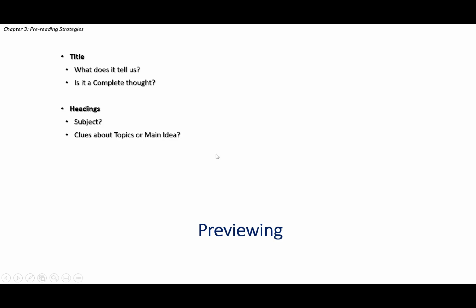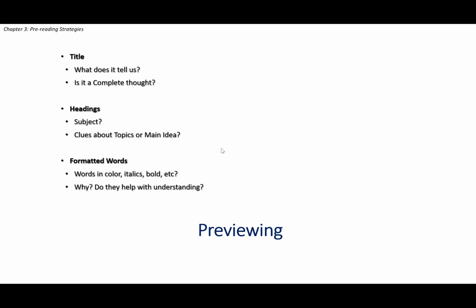Next, you can look at any headings. A lot of times under the title, or if you're looking at a table of contents, you'll see one major chapter title and then smaller headings under that. So these could tell you the subjects of each paragraph and give you clues to topics and main ideas.